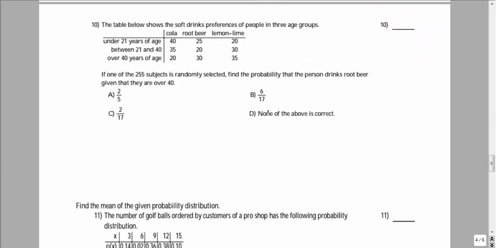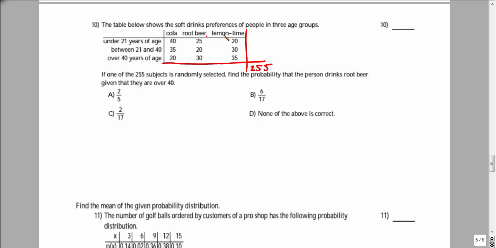Okay, let's go ahead and look at number 10. Number 10 shows the table below of the soft drink preferences of people in 3 different age groups. It says if one of these 255 subjects, so right now they tell us that our total here is 255. Not of each row or column, but the overall total in the table. Now we might want some totals for some of these rows or columns, but we don't know yet, so we'll just go ahead and read on.